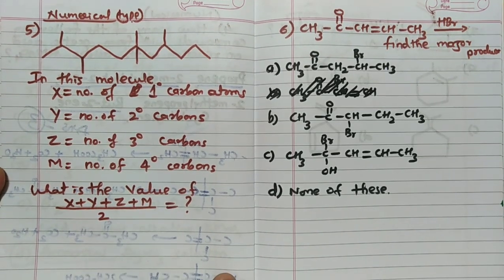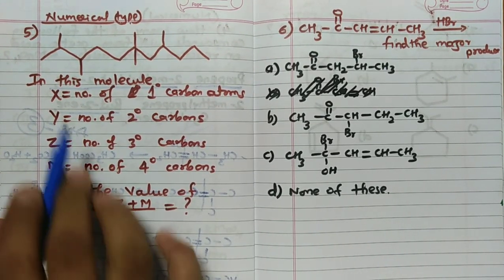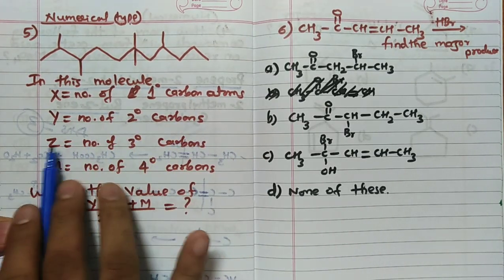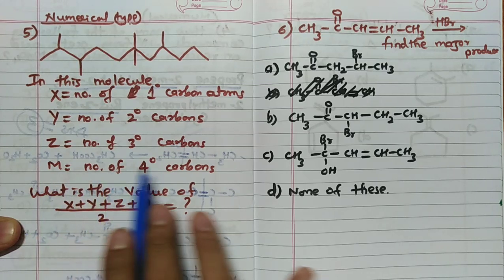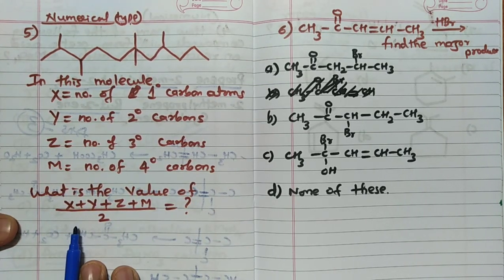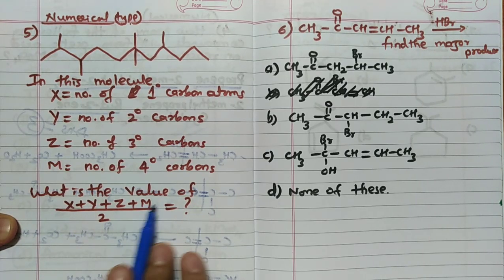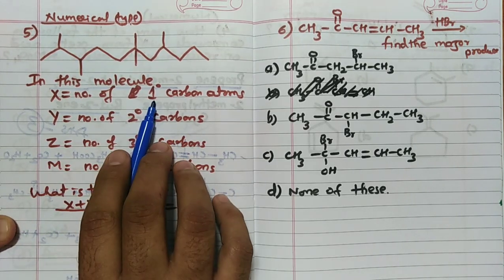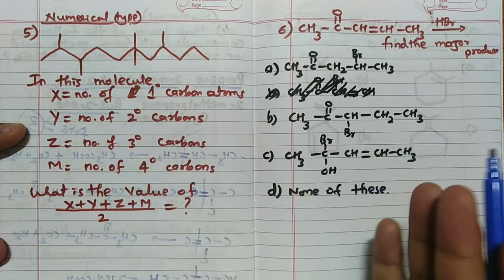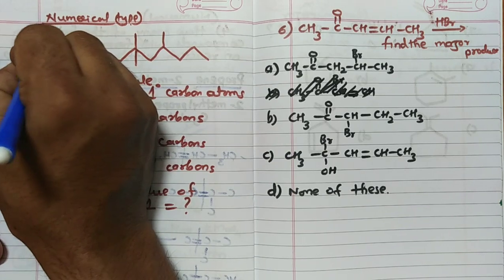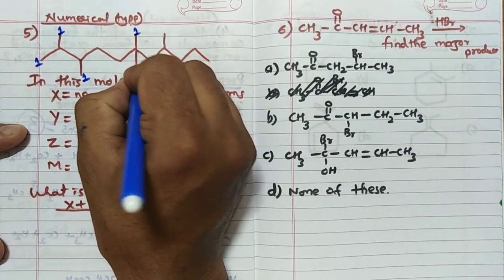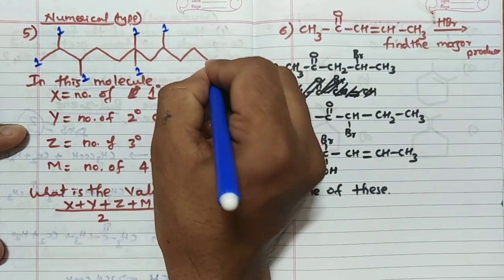This type of question you can expect. See, in this molecule, X is the number of primary carbon atoms, Y is the number of secondary, Z is the number of tertiary, M is the number of quaternary carbon atoms. So what you have to do: what is the value of X, they are asking? What is the value of X plus Y plus Z plus M divided by 2, they are asking? See, primary means, remember, I will write primary 1, secondary 2, tertiary 3, quaternary 4. So this is primary, this is primary, primary, primary, primary, primary, primary.